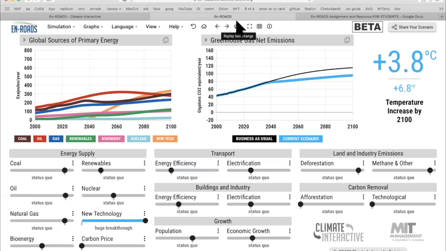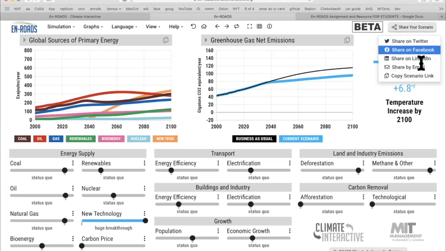What's going on? Does anybody think? Now, this is not why in the world. Don't think about the real world. Well, think about the real world, but it's got to be what's in the model. Anybody think, by looking at what I've got right now? And actually, you know what? I'm going to share this scenario. See if you can figure it out.